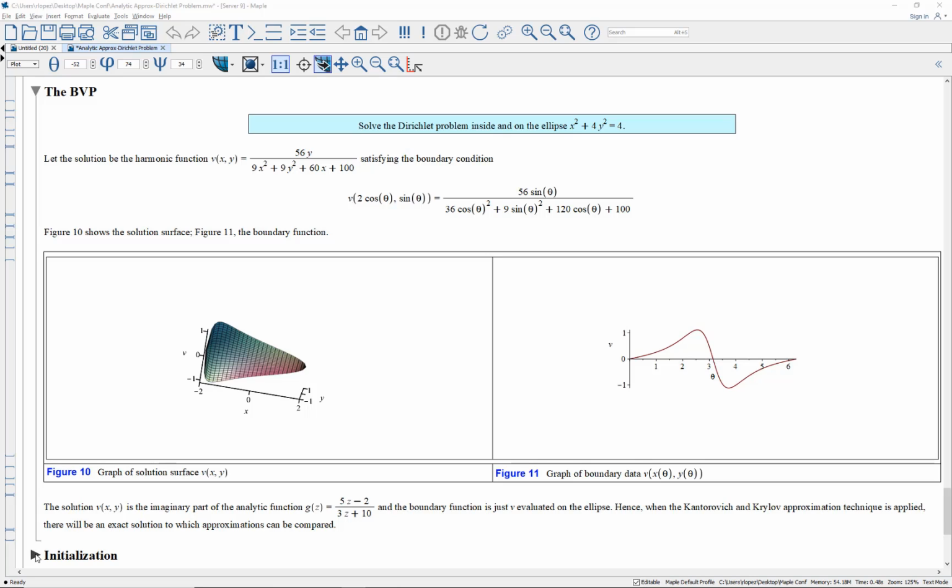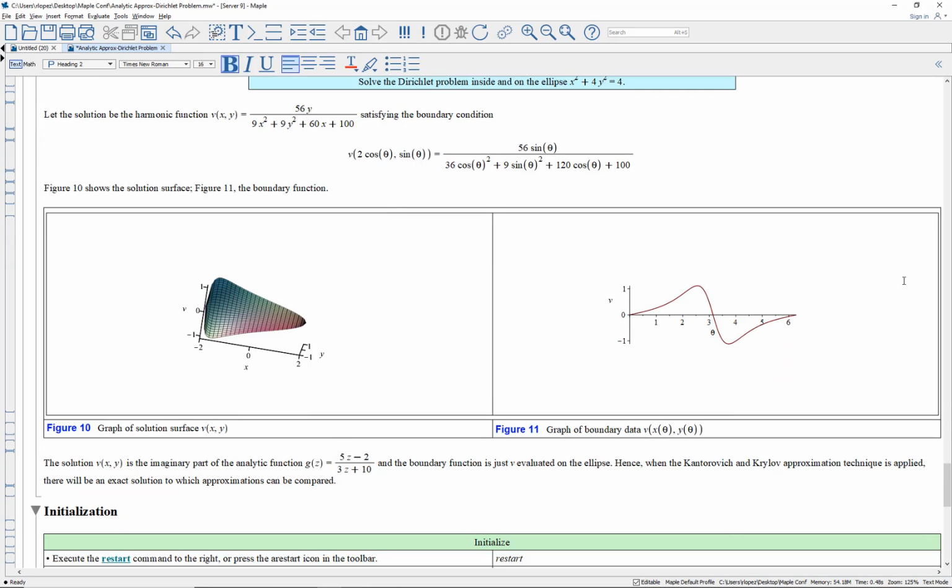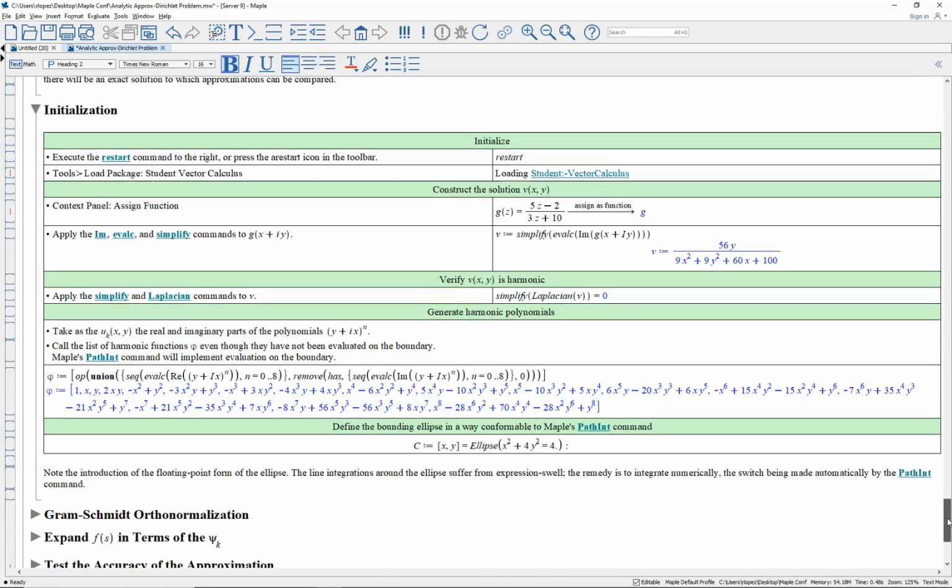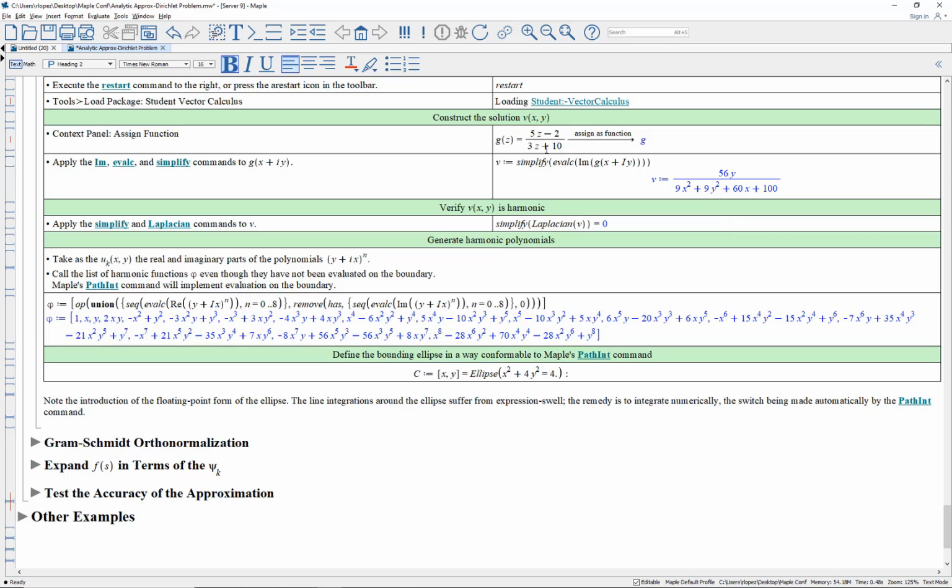To solve this, I did some initialization steps here, working in Maple. Okay, student vector calculus. Here is where I got my function v from. It is indeed a harmonic function. Create the list of functions, phi, the same way. And the path, Maple's path command understands what an ellipse is, so define the syntax for that ellipse.